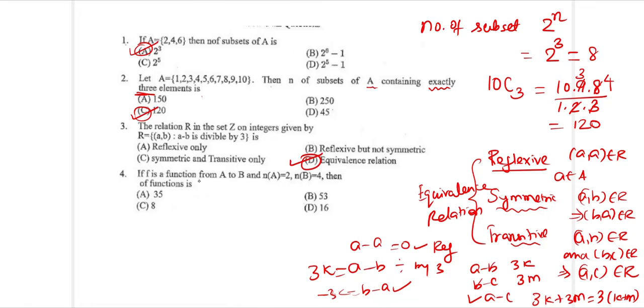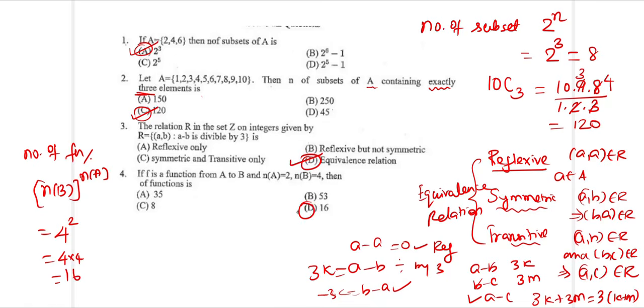Now, if f is a function from A to B, and the number of elements of A is 2 and the number of elements of B is 4, then what is the number of functions that can be defined from A to B? This number of functions has a general formula n of B to the power of n of A. So n of B is 4 and n of A is 2. So it is 4 into 4, 4 fours are 16. So the answer over here is 16. So we are done with the first set.